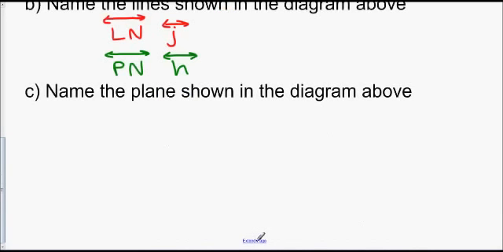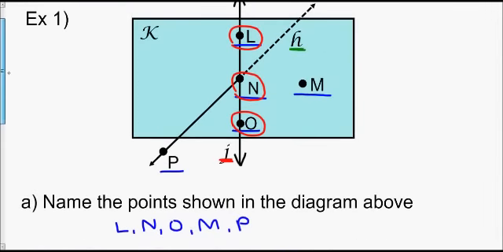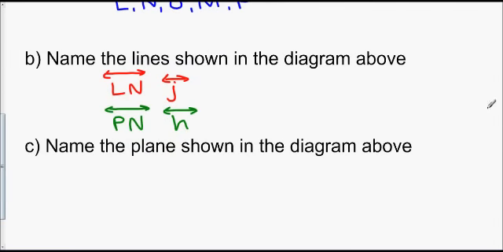Okay, last question for example 1. Name the plane shown in the diagram above. To name a plane, if you're going to use points, you need 3 points that are on the plane. This blue box represents the plane. I could choose any of these 4 points, but I need only 3 of them: L, N, O, or M. I'm just going to call it plane LNO because I've already circled those. You could name it MNO, NOM, any combination, any order.